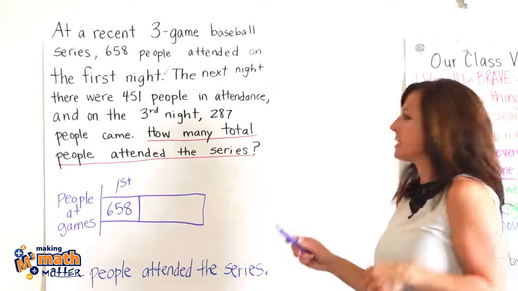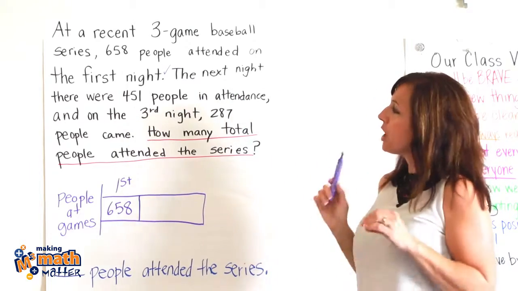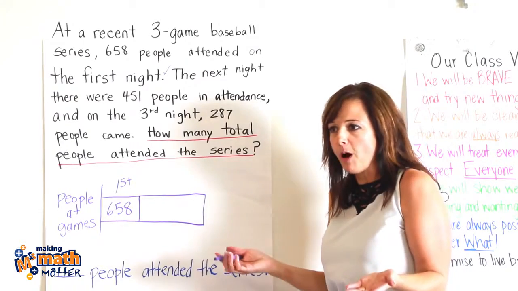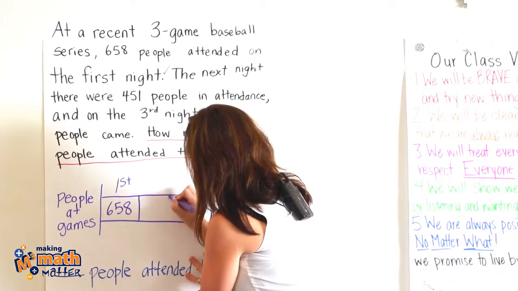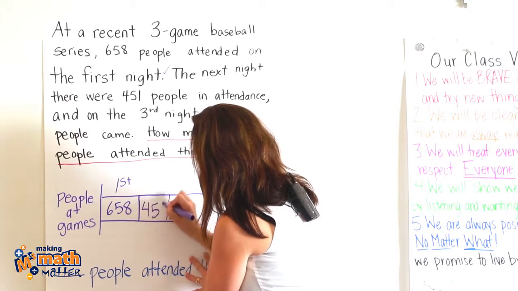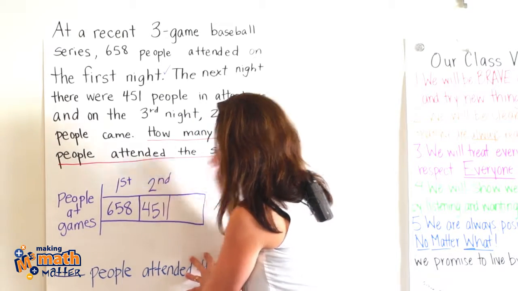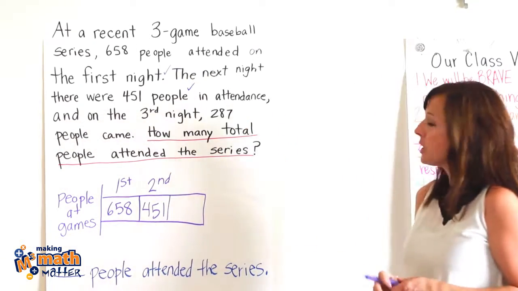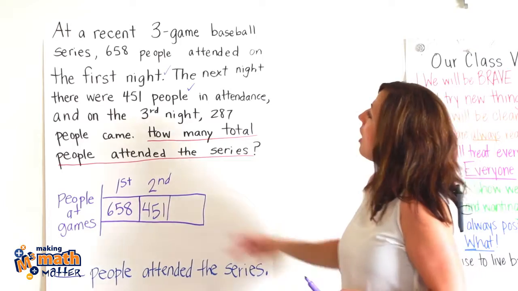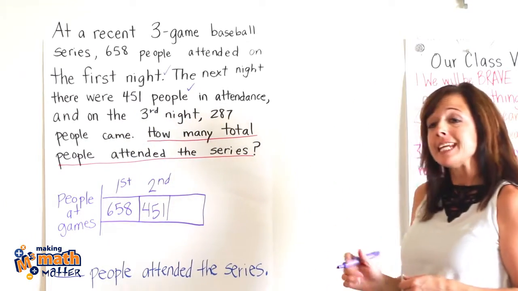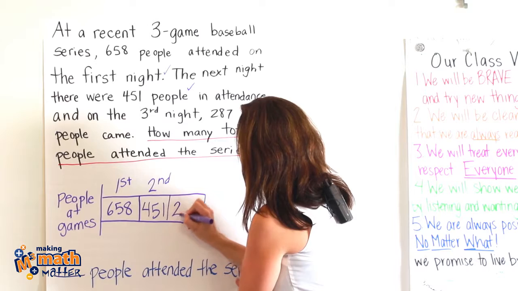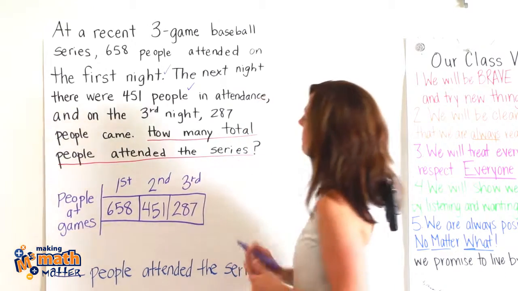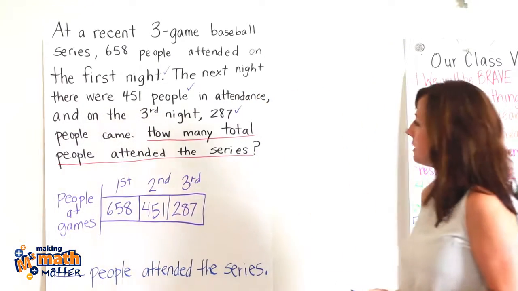So now I'm going to go to my next sentence. The next night, there were 451 people in attendance. That's another piece of my model, isn't it? Now I know that there were 451 people on the second night. So I've put that in my problem. You have to use what you know. On the third night, 287 people came. Guess what? That goes in my bar. Okay, so we used that.